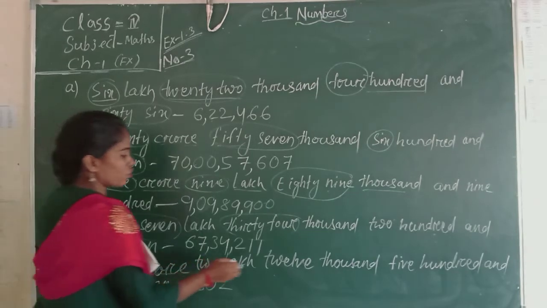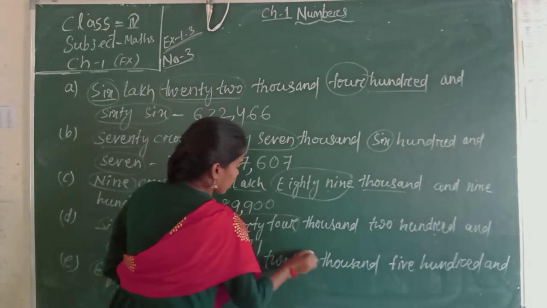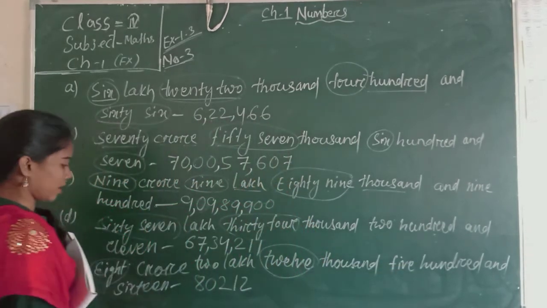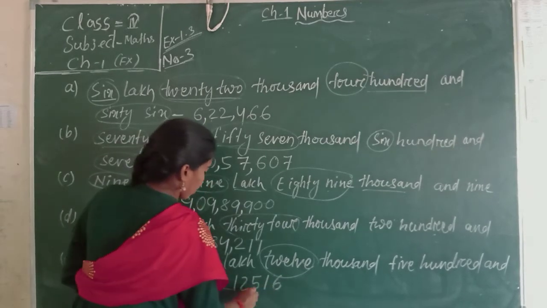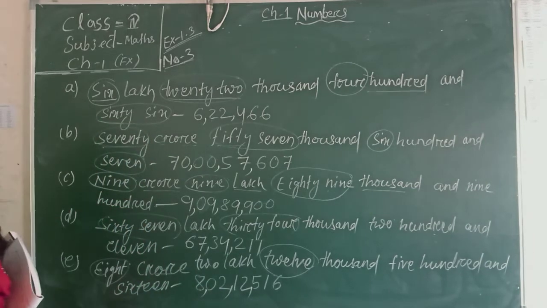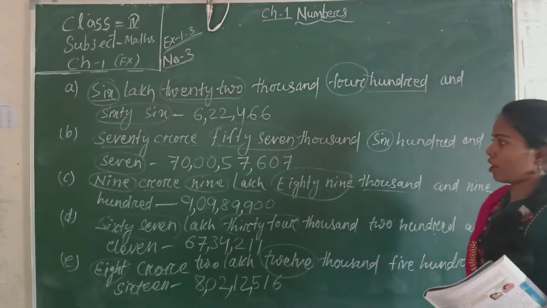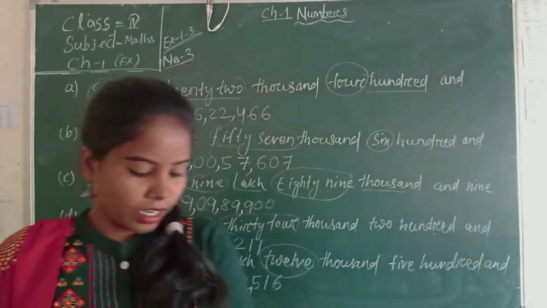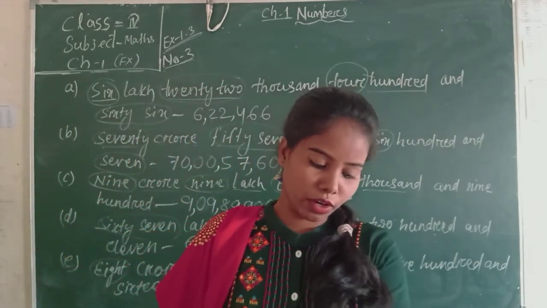Okay, next 12,000. Okay, next 516. Now put comma after 3 digits, next 2 digits. These are the numbers for all these number names. Okay, students. Next, come to your number 4.